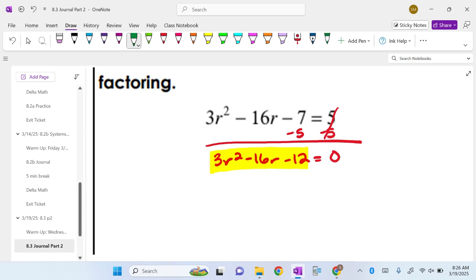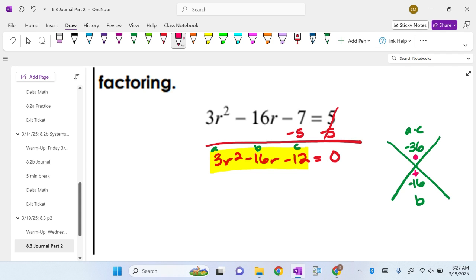Now, since there's no GCF, we go right into big X. So A times C is on top, B is on the bottom. So what's A times C in this case? Someone besides Olivia. She's been carrying y'all today. So if I label A, B, C, what's A times C? Negative 36. Good. What's my B value? Negative 16. So I need 2 numbers that multiply to negative 36, but add to negative 16.